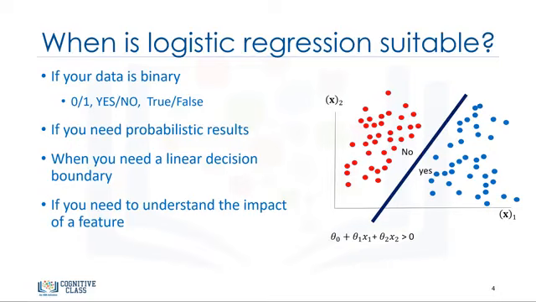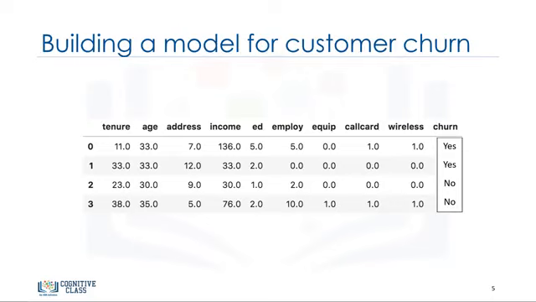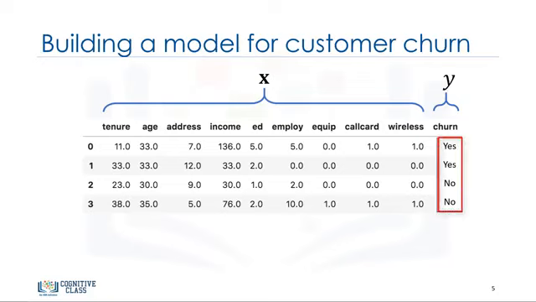Indeed, it allows us to understand the impact an independent variable has on the dependent variable while controlling other independent variables. Let's look at our dataset again. We define the independent variables as X and the dependent variable as Y. Notice that for the sake of simplicity, we can code the target or dependent values to 0 or 1. The goal of logistic regression is to build a model to predict the class of each sample, which in this case is a customer, as well as the probability of each sample belonging to a class.